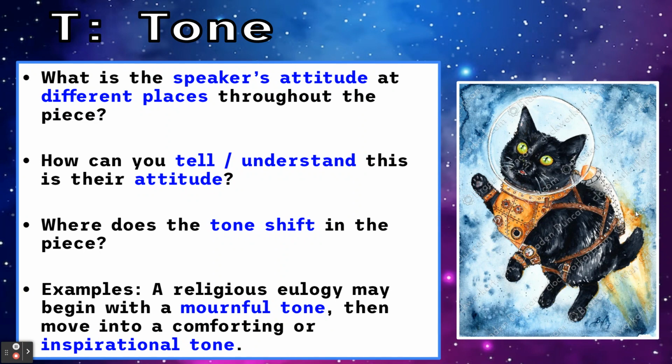T, tone. When we're thinking about tone again, we're referring to the speaker's attitude, and we might see some shifts. So, what is the attitude at different places throughout the piece? How can you tell or understand this is their attitude? Where is there a tone shift in the piece? So, for example, a religious eulogy may begin with a mournful tone, then move into a comforting or inspirational tone.